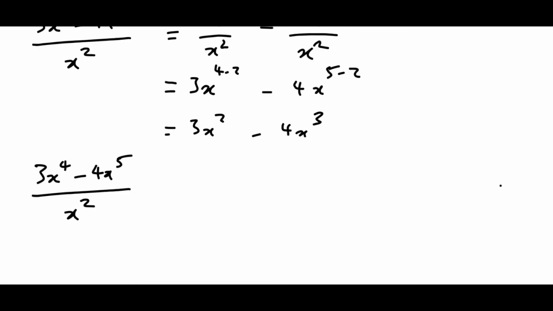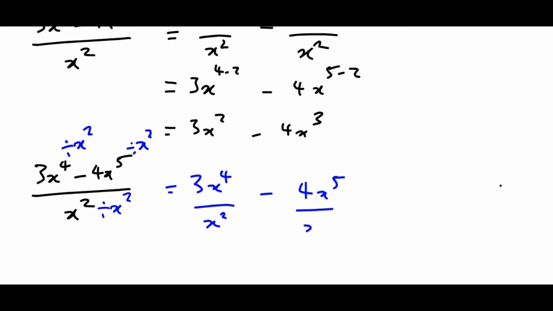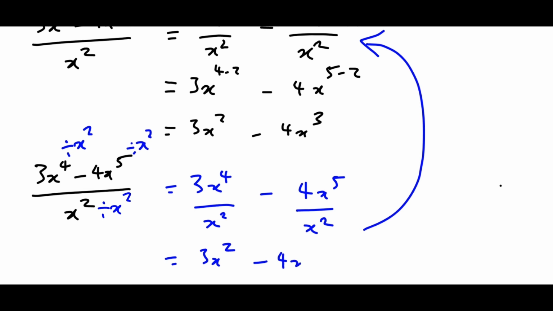Now, another approach here is that we know that the x squared is dividing the top part, so we can divide each of these terms by x squared. And you'll end up with the same answer. So we have 3x to the 4 over x squared minus 4x to the 5 over x squared. And then, this is essentially the same as what we had previously. So this simplifies to 3x squared minus 4x cubed. Let's look at another example.